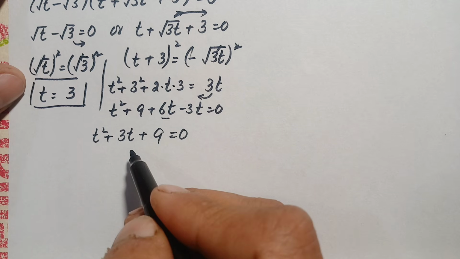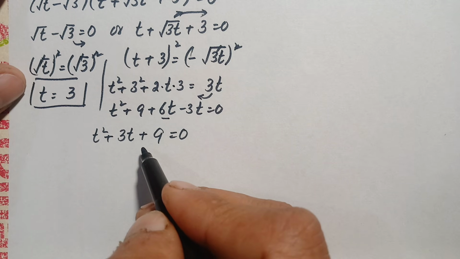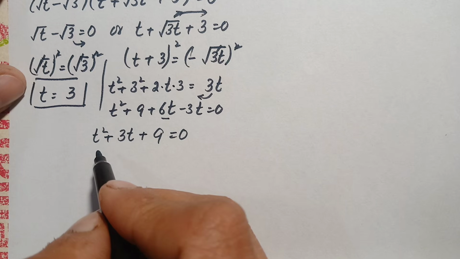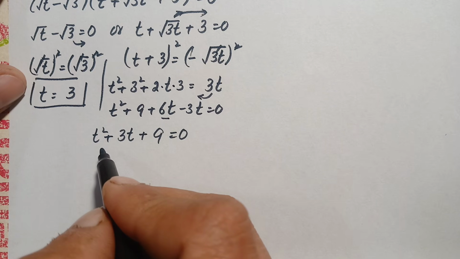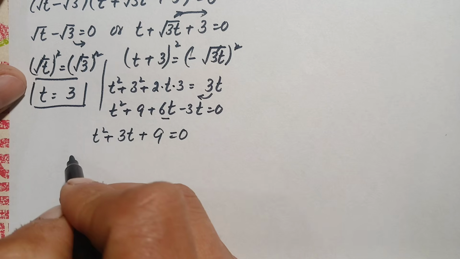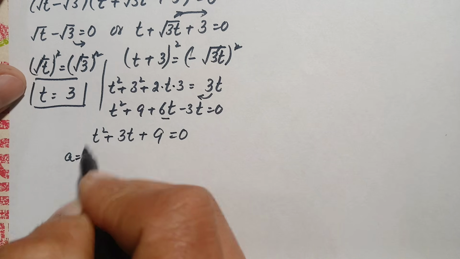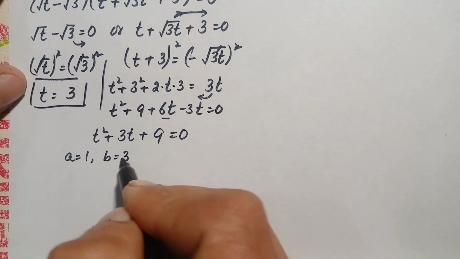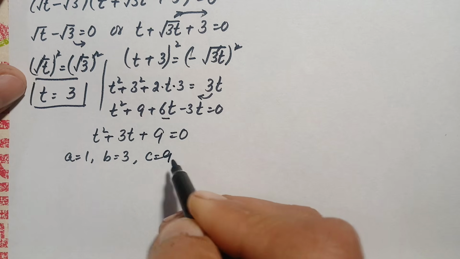Look at this quadratic equation. Here we cannot solve this quadratic equation by the factorization method. So here we will use the quadratic formula to find the roots of this quadratic equation. To use the quadratic formula, first we will write the values that we need: the values of a, b and c. The value of a, which is the coefficient of t square, is 1. The value of b is 3, and the value of c is 9.